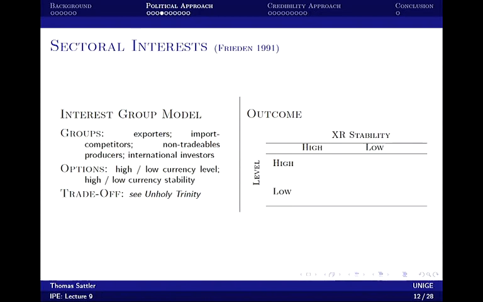But they want low stability, because if there's a lot of variation, that inhibits trade. You want to prevent trade, right? You don't want trade.